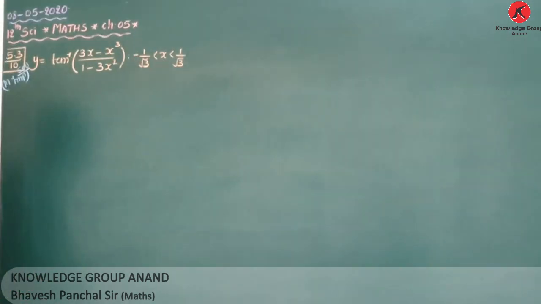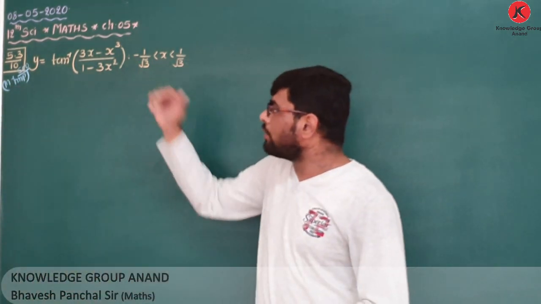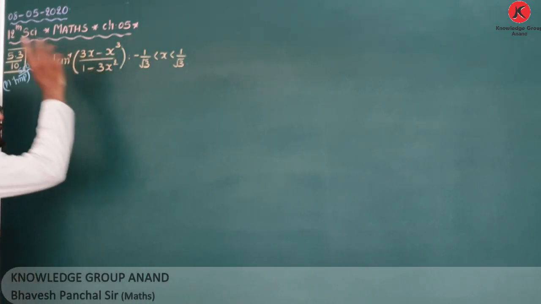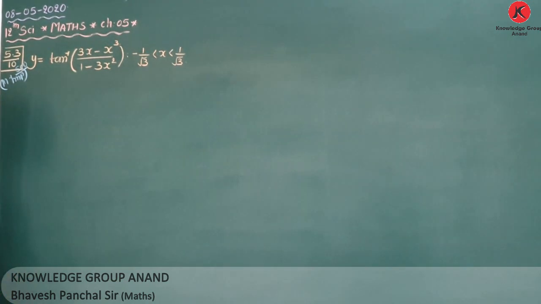Okay, in second chapter we assume that here x equal to tan theta and then here 3 tan theta minus tan cube upon 1 minus 3 tan square theta, which is formula of tan 3 theta. Okay, which is formula of tan 3 theta.